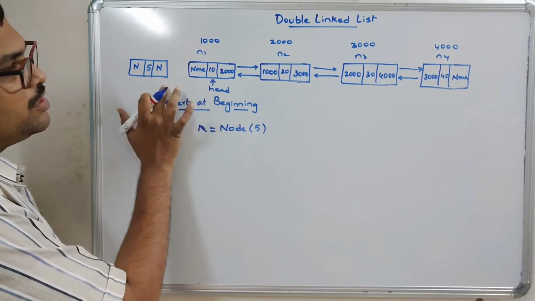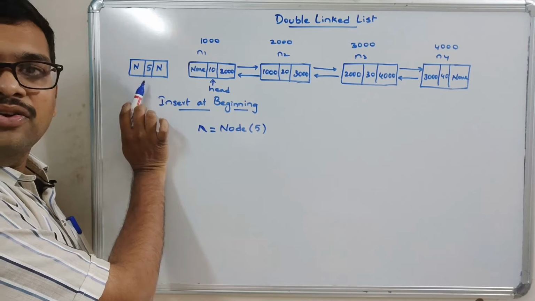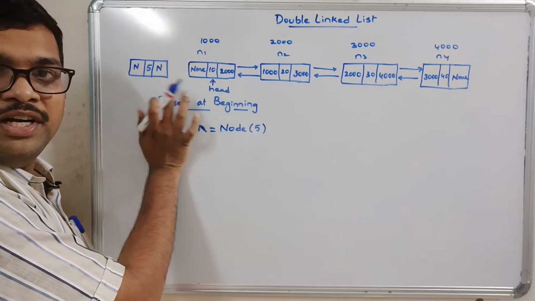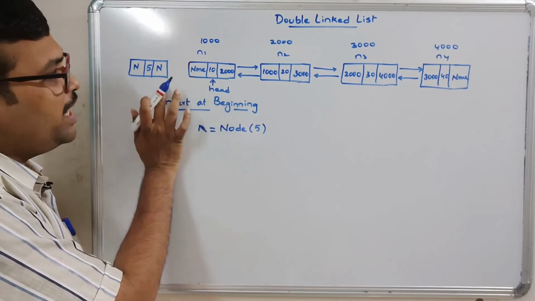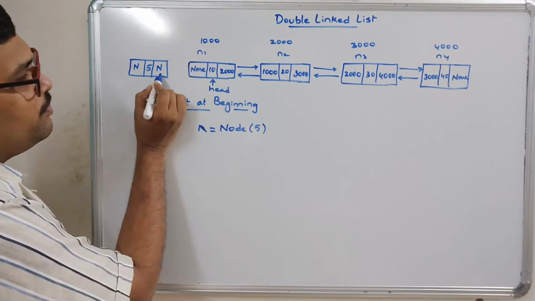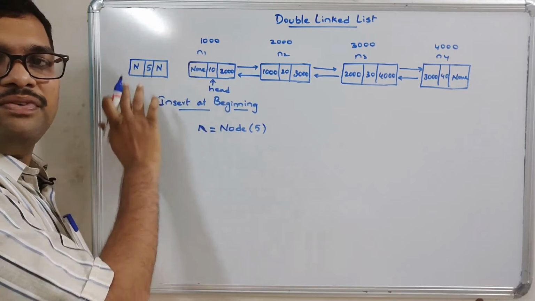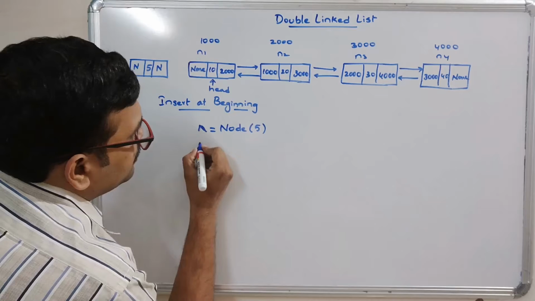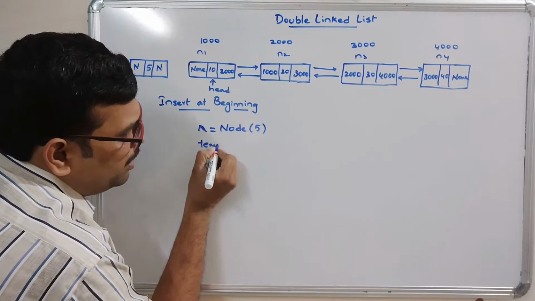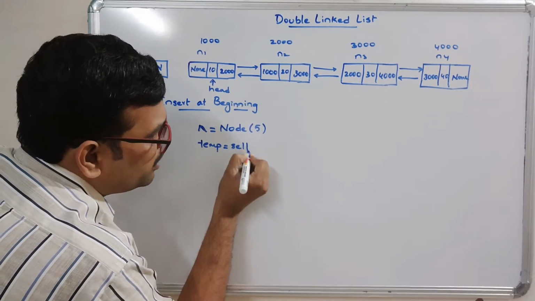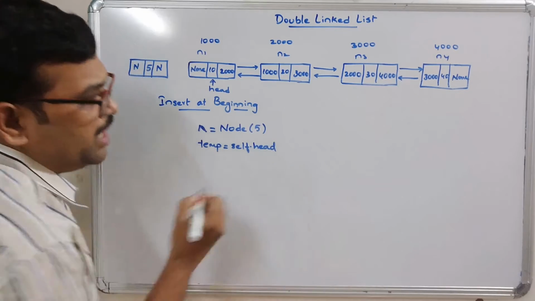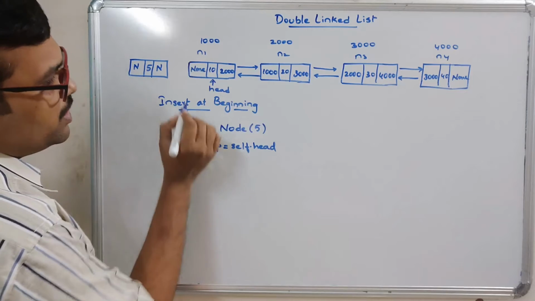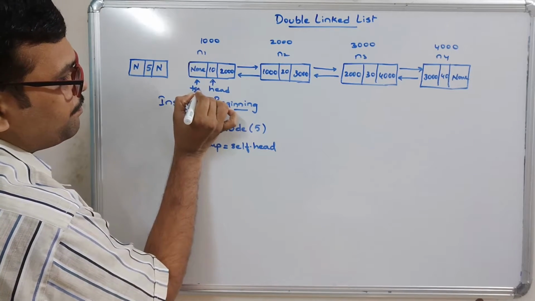Okay, so initially none and 5. Now we need to link these two. If you insert this node at the first position, we need to change the head. Before changing the head, we need to make the link between the first node and the second node. So this becomes the second node, right? Now let us take a temporary variable and initialize the head to the temporary variable, so the head will not be changed.